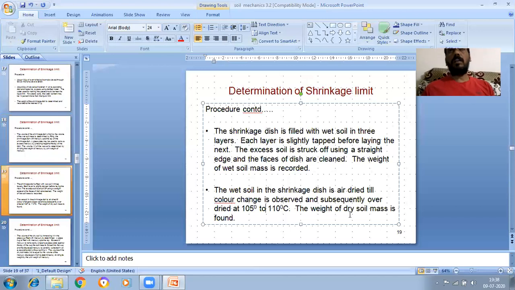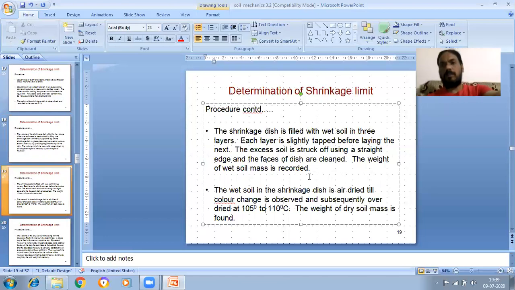First, we find the volume of the dish. How? By pouring mercury into the dish and measuring the volume of the mercury. Volume of the mercury is nothing but volume of the dish, and volume of the dish is nothing but volume of the soil. Like that we determine the volume of the soil. That is the first step. Second step, we take the wet soil mass into the dish, and the weight of the wet soil mass is recorded.